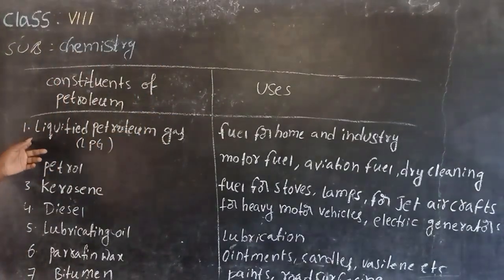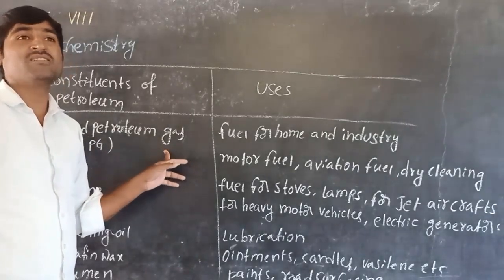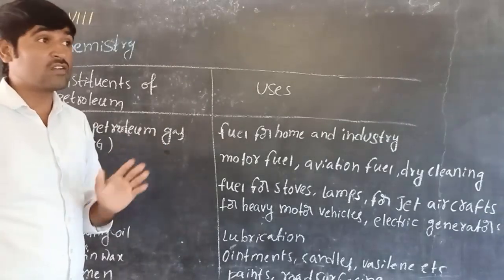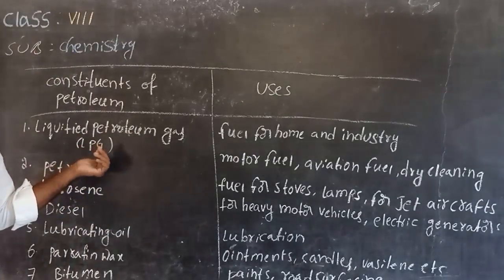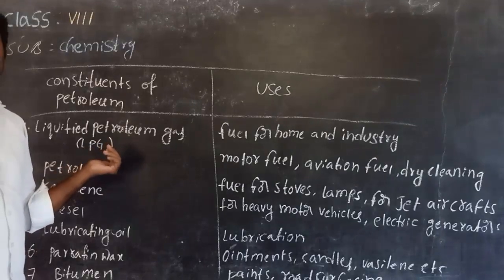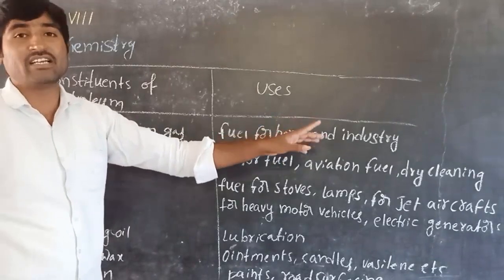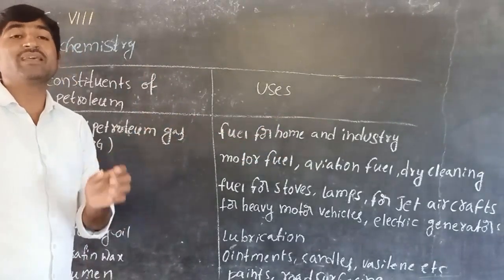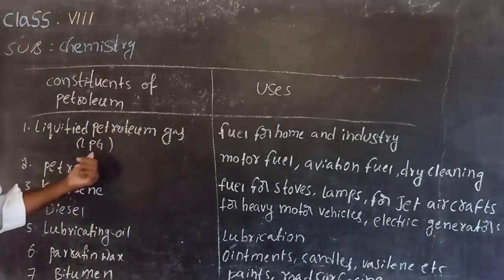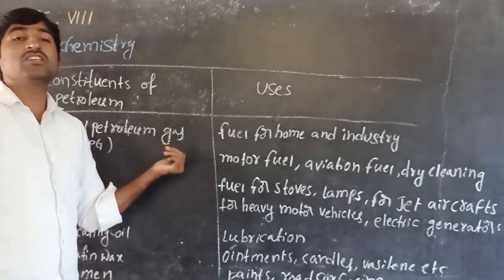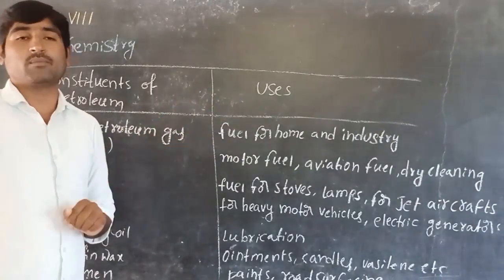For example, first, liquefied petroleum gas. I read the liquid petroleum gas, children. Like that, asking somebody will think, what is liquid petroleum gas? Just feel like we ask LPG. Asking like that, all of you know. In our home we are using LPG as a fuel for home and industry to cook the food. Simply gas. We are using gas in our home. That is called liquefied petroleum gas, LPG. It is used as fuel for home and industry to cook the food and in industry to produce the heat.